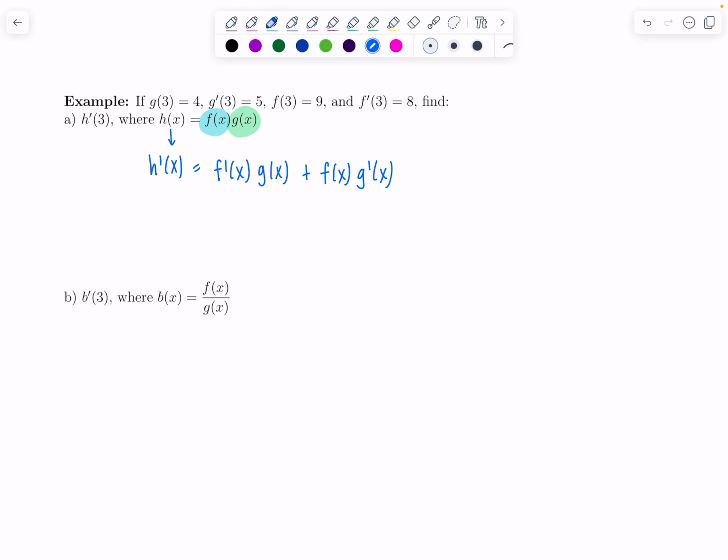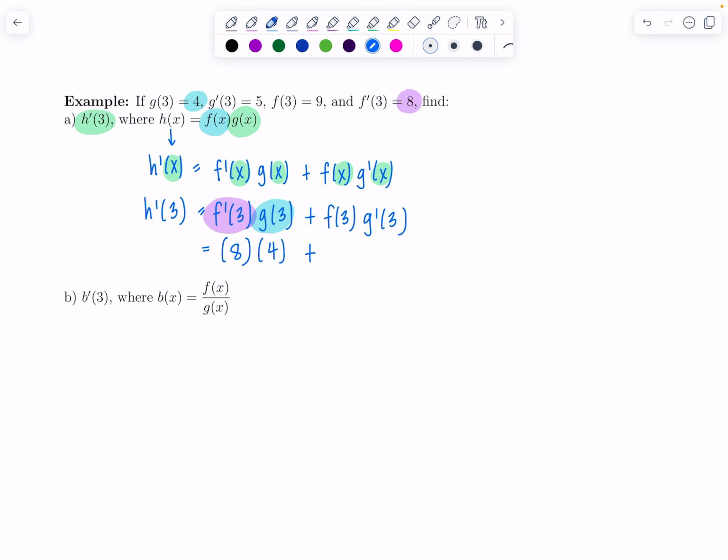Okay, then they're asking me to find h prime of 3. So you're literally just going to come through and substitute in 3 for all the x's. So h prime of 3 would be f prime of 3 times g of 3 plus f of 3 times g prime of 3. Good. Now, oh, it makes sense why they gave us all this info. F prime of 3, they told me that's equal to 8. So you're just going to replace that with 8. Then what about g of 3? Did they tell me that? Yes, it's 4.